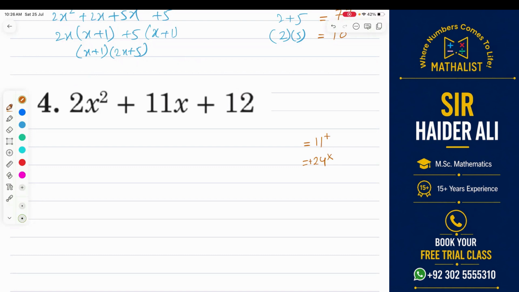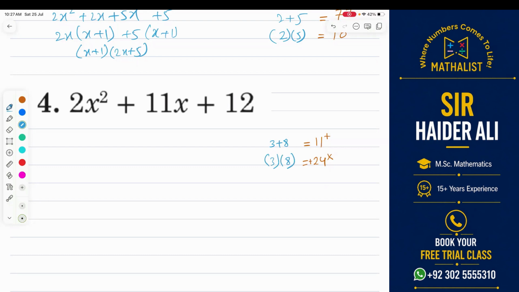24 comes on which table? 2. 2 and 12 add, you cannot get 11, so cancel these two numbers. Next, after 2, on which table? 3. Is 3 okay? No. Why? 3 plus 8 is okay, I think. What's the problem with 3?